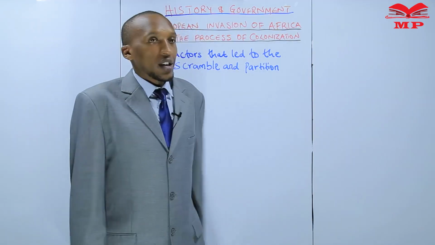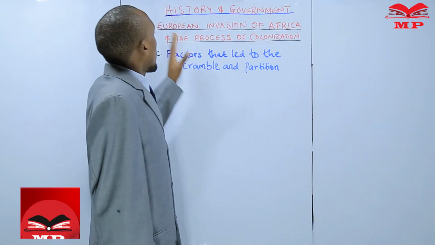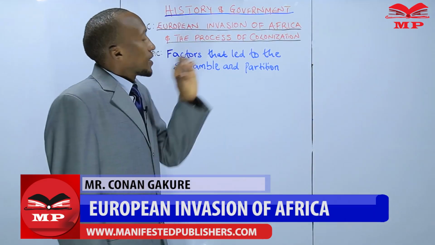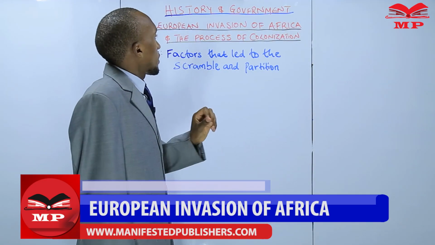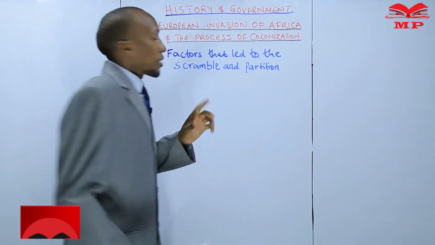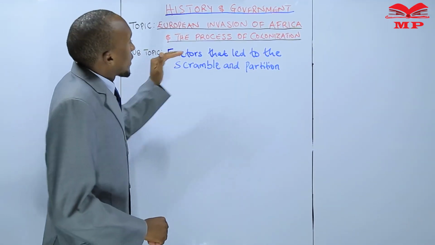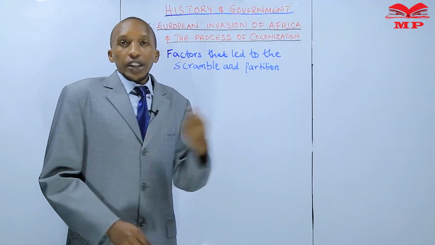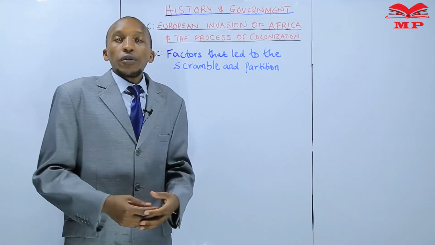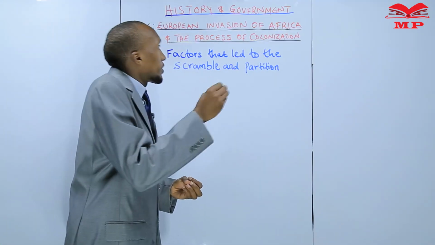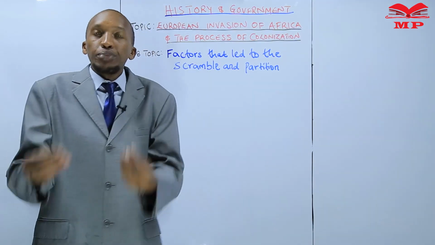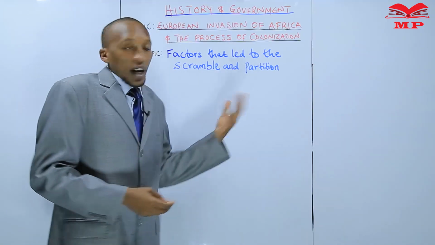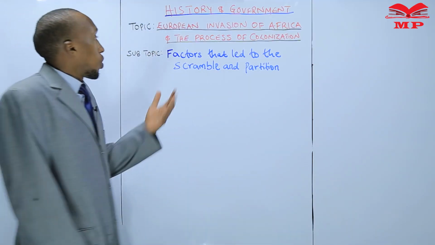We are continuing with our studying. We are having history and government, and we have been looking at European invasion of Africa and the process of colonization. Specifically, as our subtopic, we have been looking at the factors that led to the scramble and the partitioning of Africa. Or in other words, you can talk of the factors that led to the colonization or the coming of European powers into Africa. Those are different ways in which you can refer to what we are looking at.